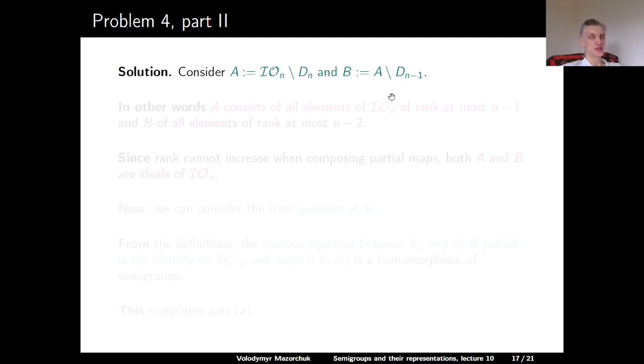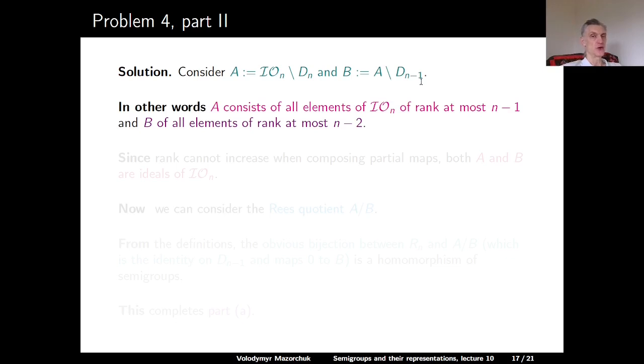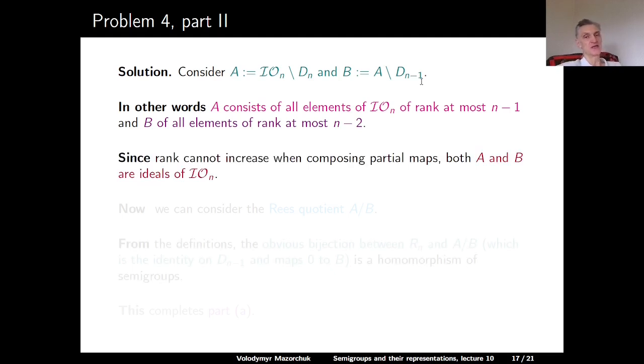And the set B, which is obtained by throwing from A all elements of rank n minus 1. So A consists of all elements of ION of rank at most n minus 1, and B consists of all elements of A of rank at most n minus 2. Since we cannot increase the rank when we compose partial maps, both A and B are ideals of ION, and we can consider the Rees quotient of A modulo B.